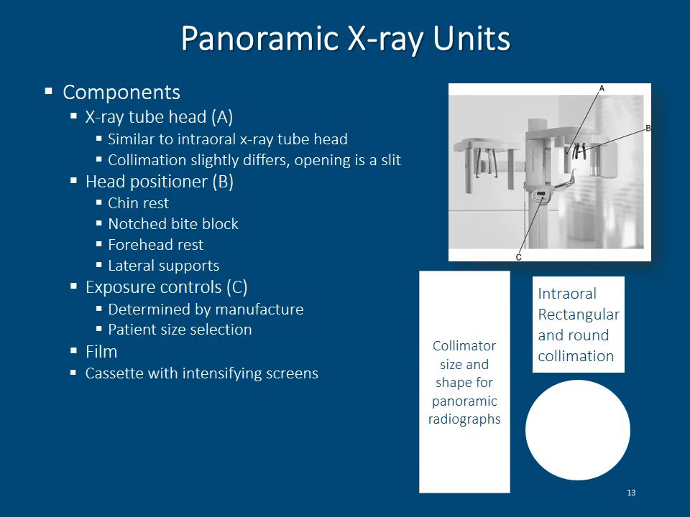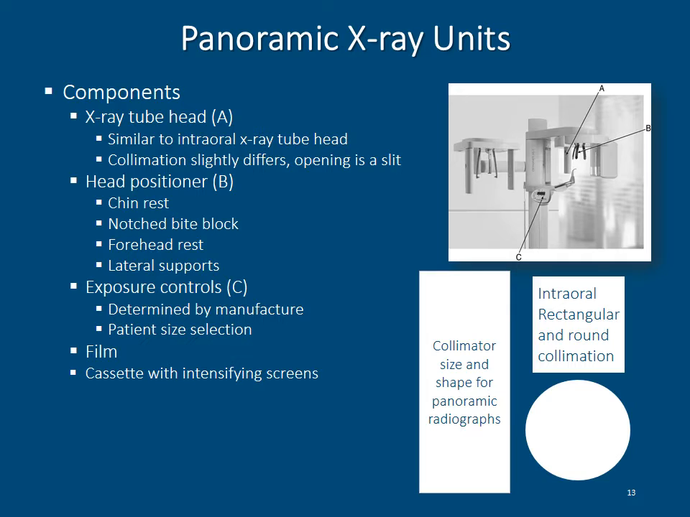In this image, we're going to take a look at the components of a panoramic X-ray unit. The X-ray tube head is very similar to an X-ray tube head from intraoral radiographs. It does have a collimator that is slightly different than the size of the collimators that we have with regular intraoral radiographs. The openings are usually round, and it also depends on the type of machine as far as the size and power of the machine.